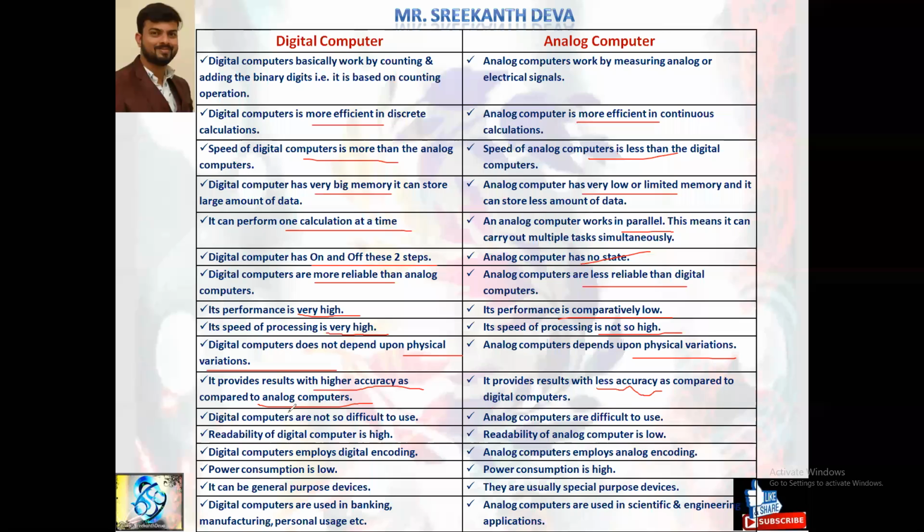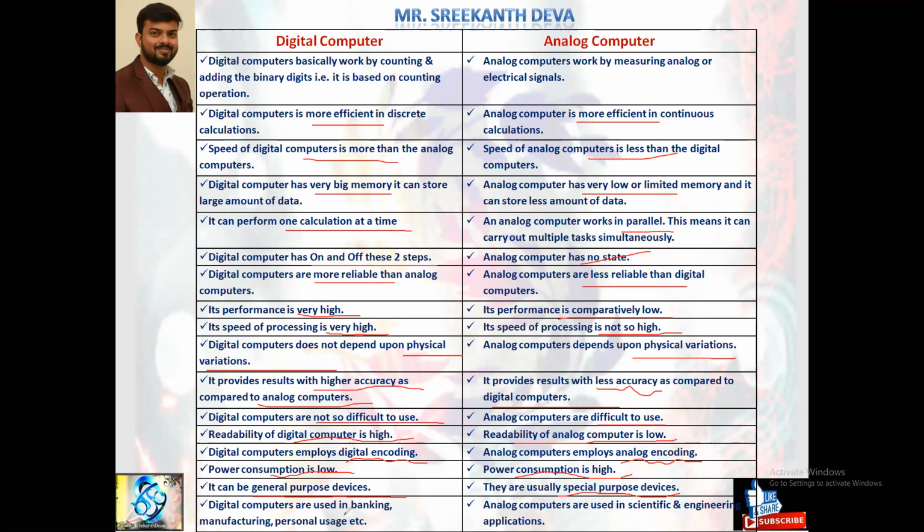Digital computers are not so difficult to use, but analog computers are somewhat difficult to use. The readability of a digital computer is very high. The readability of an analog computer is low. Digital computers employ digital encoding, but analog computers employ analog encoding. The power consumption is low in digital computers, but high in analog computers. Digital computers can be used for general purpose devices, but analog computers for specific, special purpose devices.